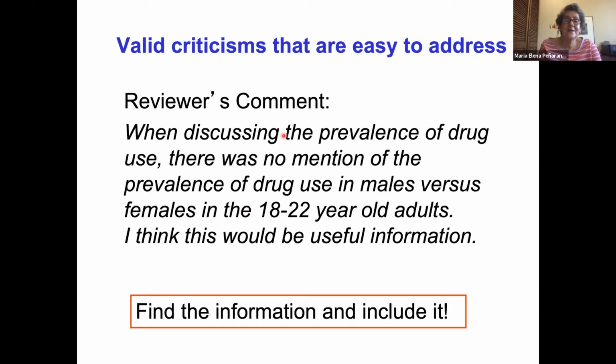So, valid criticisms that are easy to address. Reviewers comment. These are actually real reviews. "When discussing the prevalence of drug use, there was no mention of the prevalence of drug use in males versus females in the 18 to 22-year-old adults. I think this will be useful information." So sometimes we have deleted information because the tables were too big or we just didn't think it was important, and this reviewer thinks it is, and then of course we have the information and include it. That's very easy. We have it right there. We can include it or do a quick analysis of the population we have.